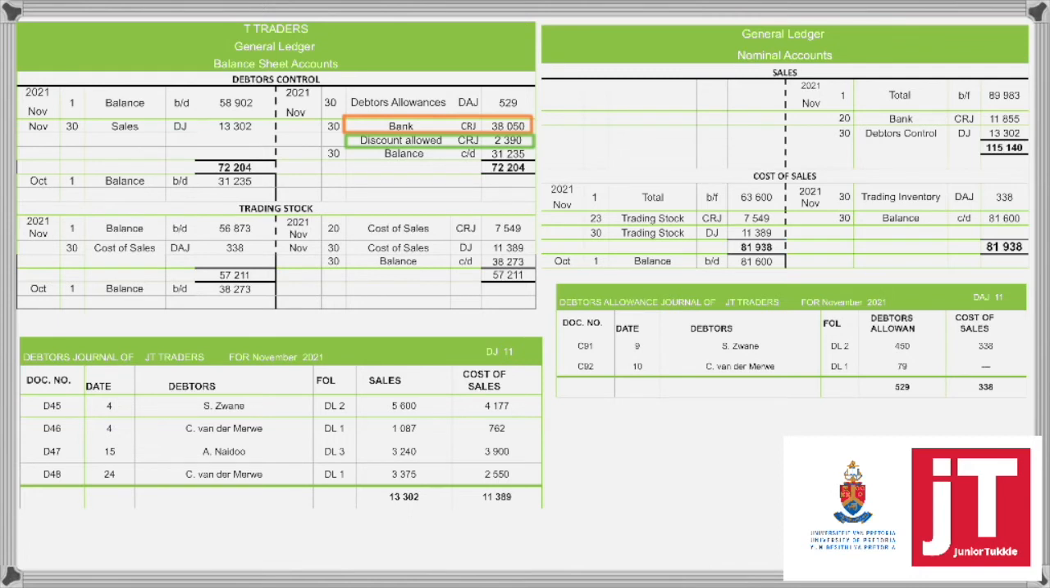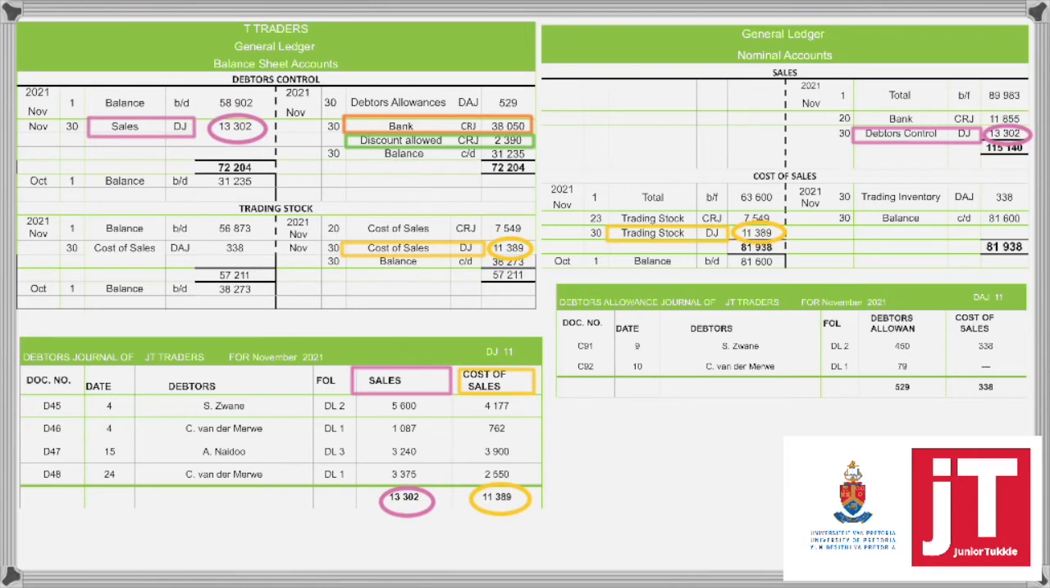So now we're going to look at individual posting from the debtors journal. The sales column will be posted, the debit entry into the debit side of debtors control as sales, and the credit entry on the credit side of sales.